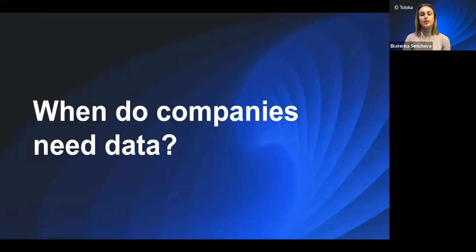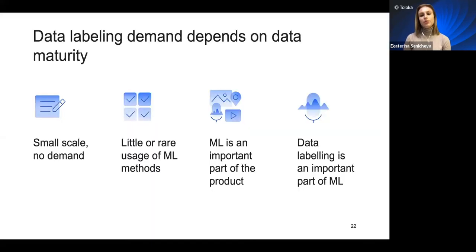So when do companies need data? We believe that there are 4 stages of data labeling maturity, and based on this maturity, a company's demand for data changes. The first one is when a business is small scale and there is almost no demand for data. The second one is when you have a little or rare usage of machine learning methods in your company. The third one is when machine learning becomes an important part of your production and of your product.